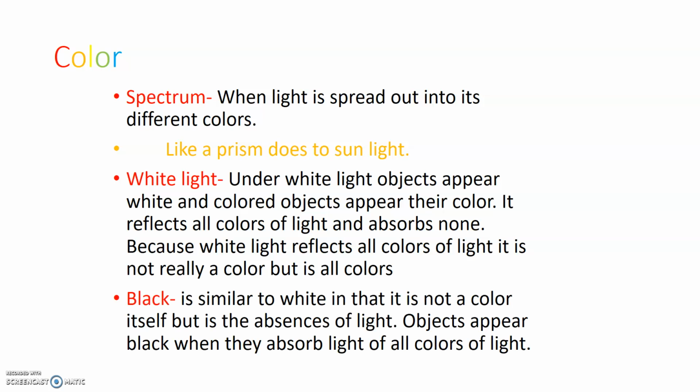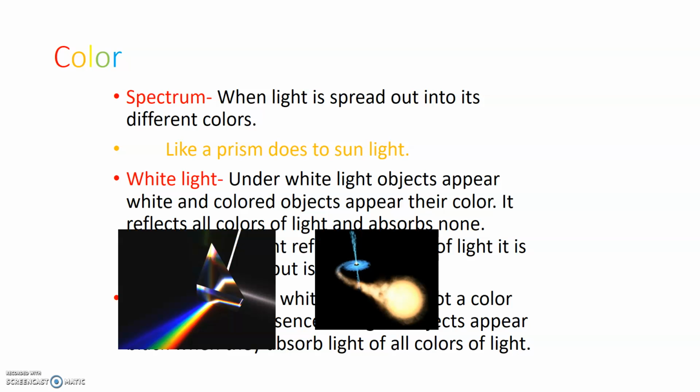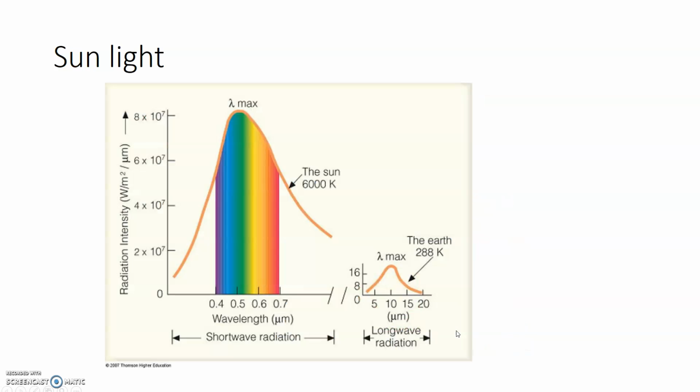Now black is the opposite. Black is the absorption of all colors. So an object appears black when it absorbs all light. So we can have this nice white light beam coming in, hits a prism, spreads out into the rainbow. Black holes are black because they absorb all light, because no light can escape a black hole. And that's why they appear black.